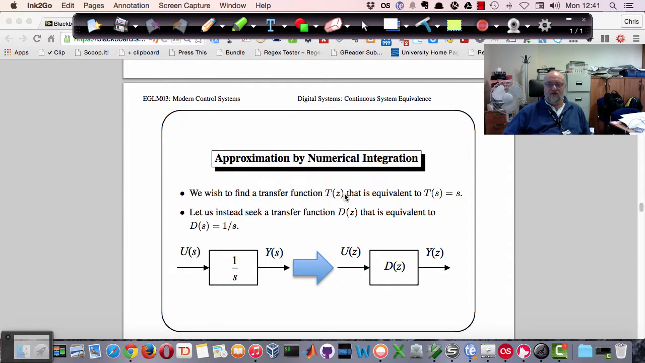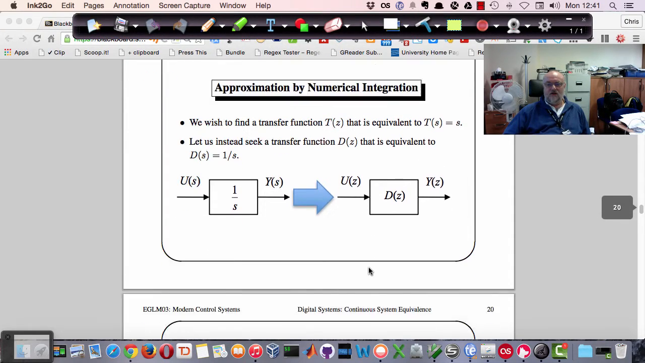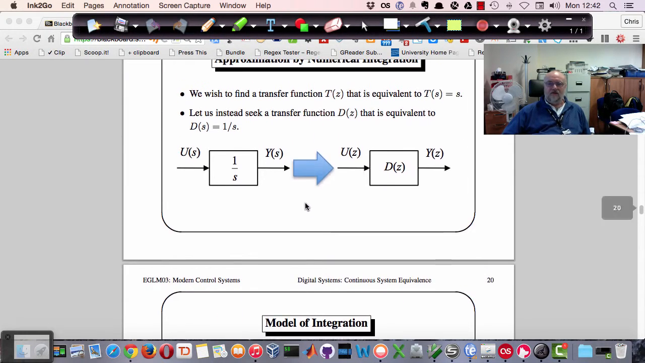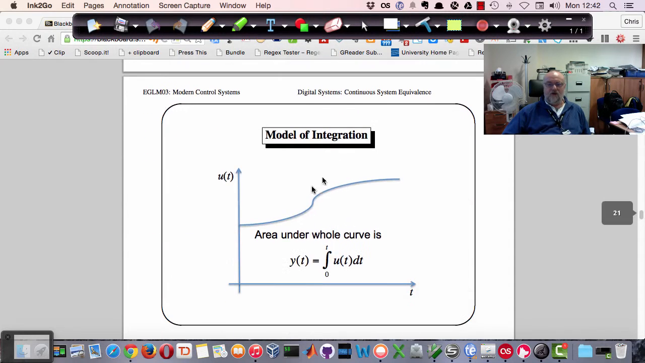So we have a T of z equivalent to T of s, and let's assume the T of s is s. To get at that, we can look for a transfer function for 1 over s, or the equivalent transfer function of 1 over s. So we're basically taking 1 over s and looking for its equivalent z transform. And we do this by integration. So essentially, because this is an integral, y will be the integral of u over time, and so basically it's going to be the area under this curve.